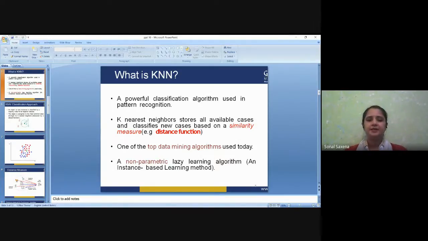Now, the second point says that K nearest neighbors store all available cases and classify new cases based on the similarity measure. Obviously, as I told you, it is also known as memory-based learning or instance-based learning. It is due to this fact that it saves all the cases it encounters at the time of training. It saves all these cases into its memory to classify new cases based on the similar cases which it has gone through. So as I told you, I am calling it a lazy learning algorithm. Why is it lazy learning? Because it is not making any new attempt, it is not making a new effort.